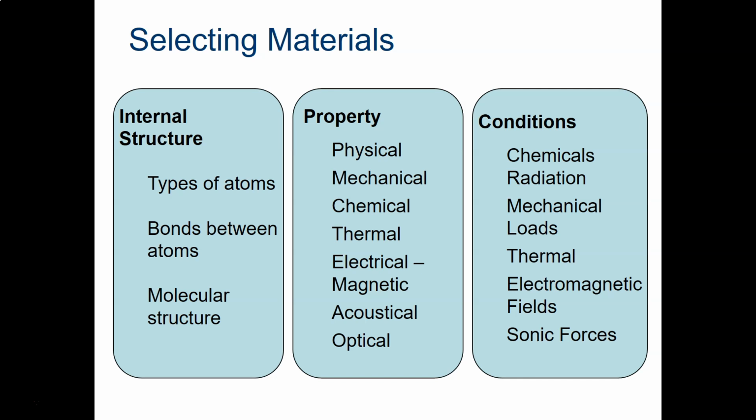Mechanical properties might include things such as type of bonding that's needed, the number and types of imperfections in the material, its strength, the material's plasticity or ductility, its elasticity, or its hardness.